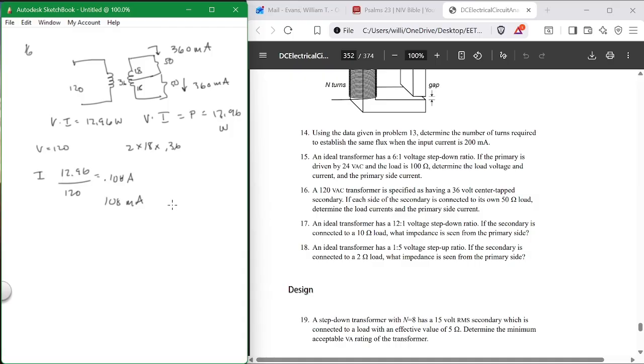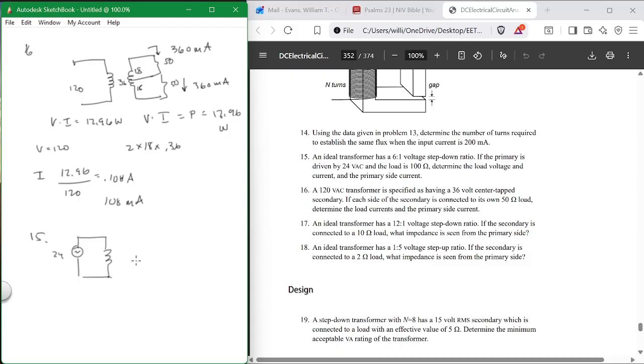The other ones basically, number 17, for instance, you have a 12 to 1 step down, secondary is connected to a 10 ohm resistor. And again, let's do 15. So number 15 is the typical question that I would ask. 6 to 1, if the primary is driven by 24 volts, so I've got a power supply over here, 24 volts, an AC.